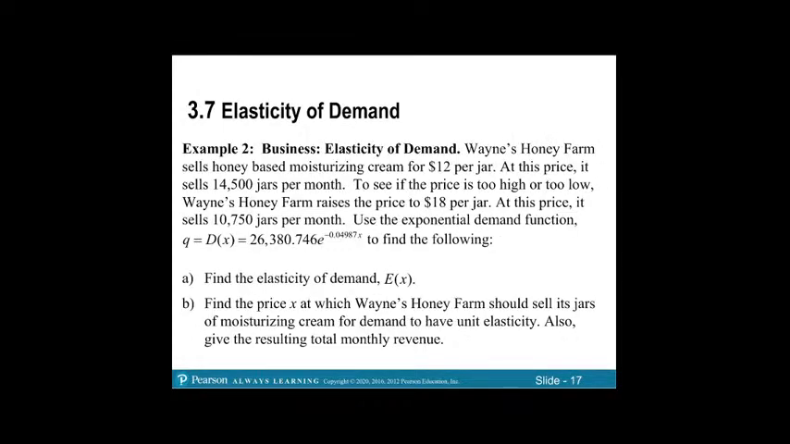So there's another example on elasticity of demand. It's example 2, business elasticity of demand. It says Wayne's Honey Farm sells honey-based moisturizing cream for $12 per jar. At this price, it sells 14,500 jars a month. To see if the price is too high or too low, Wayne's Honey Farm raises the price to $18 per jar. At this price, it sells 10,750 jars per month. Use the exponential demand function to find the elasticity of demand and the price at which it should sell its jars of moisturizer for demand to have unit elasticity. Also give the resulting total monthly revenue.